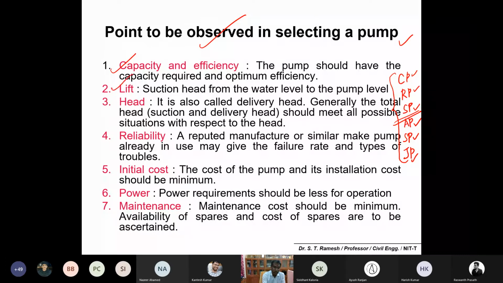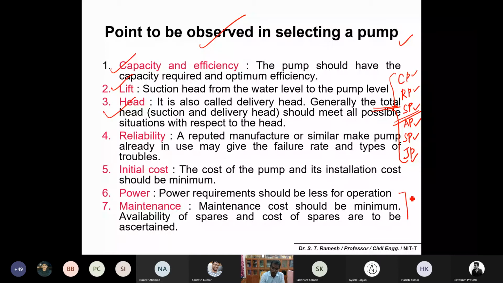Second one is based on your suction head. Based on your water level in the borewell, 200 feet or 300 feet, the lift is important. And the third one is the level to which you have to deliver the water, called the delivery head. Otherwise they may simply calculate the total head, which includes suction and delivery.